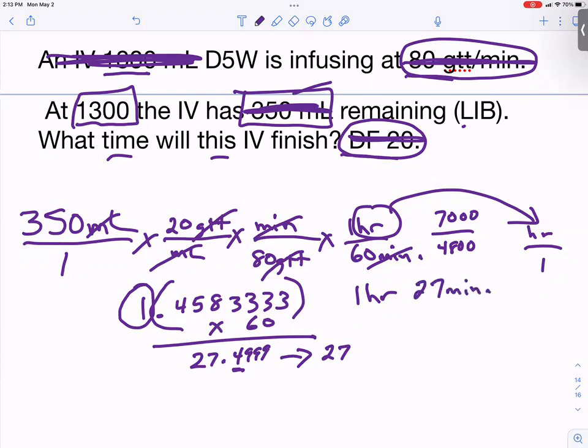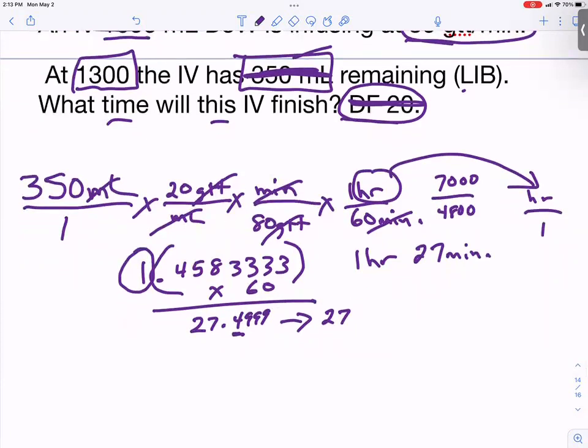So what time am I going back in with that IV bag? Well, I walked in at 1300. It's going to take 1 hour and 27 minutes to run. So I'm walking back in with a brand new bag at 1427. And that's what I'm writing on my answer line, 1427.